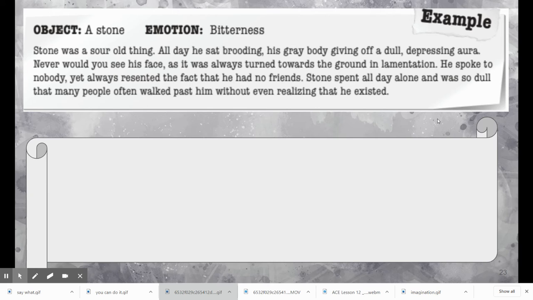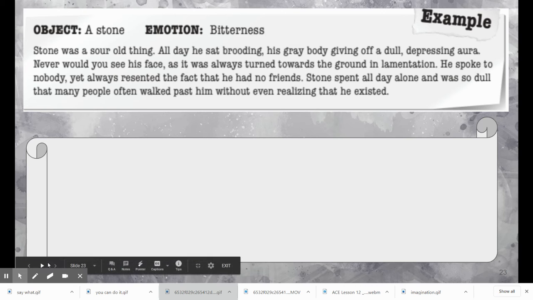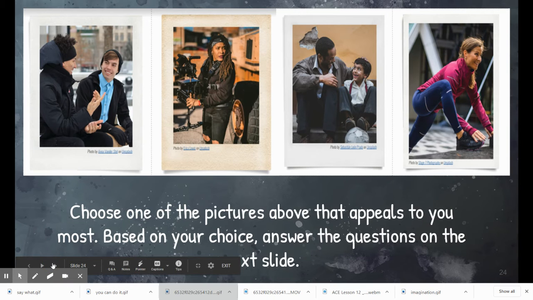Now, in the space below in your writing notebook, I want you to take your object and your emotion and write a paragraph now. Your paragraph should probably be about 5 to 7 sentences. Do this now. Great. All right, now let's go on to another exercise.